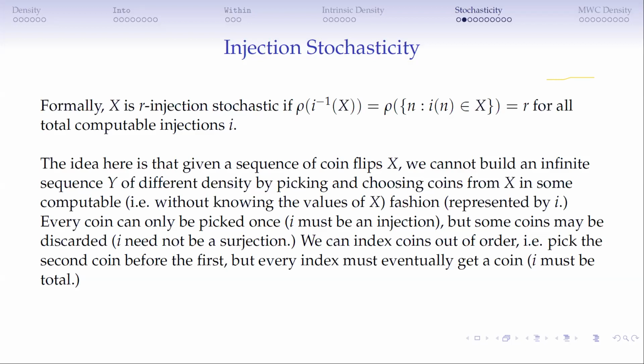So how we're thinking about this is that we're given some sequence of coin flips X, and we're unable to select a subsequence independently of what X does, just by saying, I'm going to take the 17th coin, then I'm going to take the 3rd coin, then I'm going to take the 15th coin. We're unable to change the density doing that. For those who are familiar with randomness in some sense, injection stochasticity is the uniform version of KL stochasticity. So it's independent of your input set in some sense.